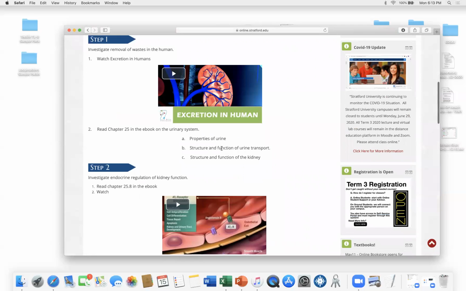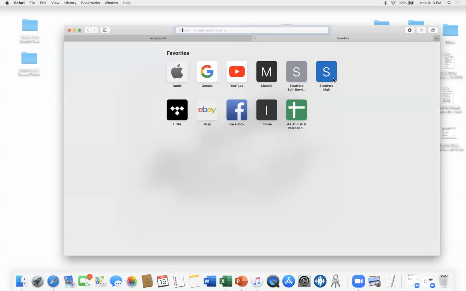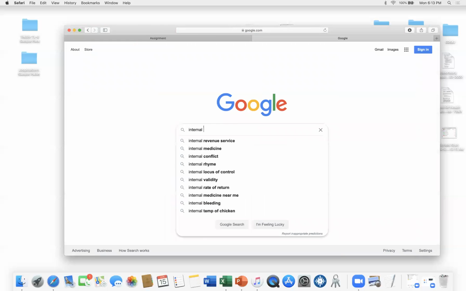So what does the kidney do for us? Well, it makes urine. In order to talk about how urine is made and how it gets transported, let's look at the inside of this kidney and at its internal structures.